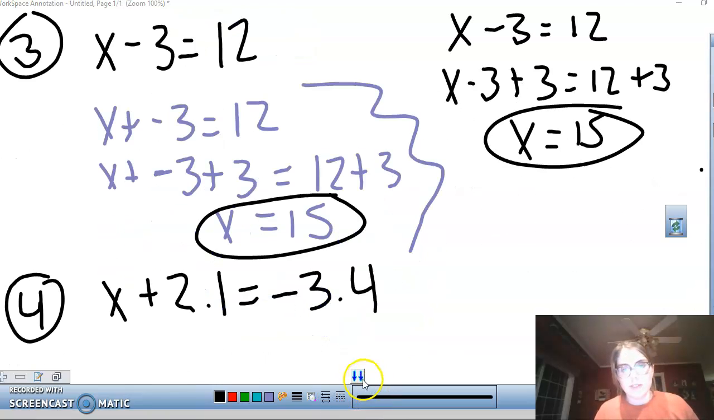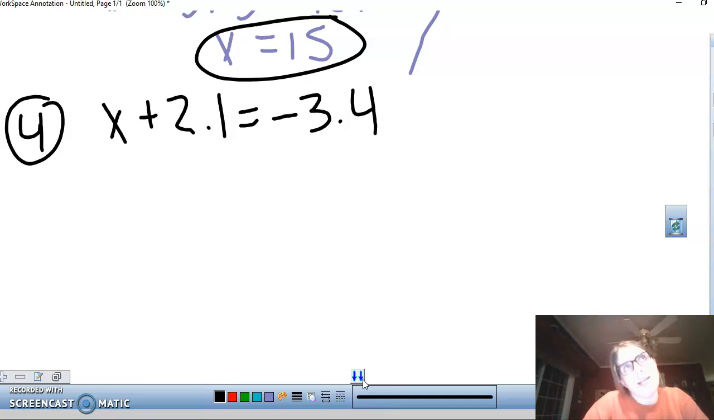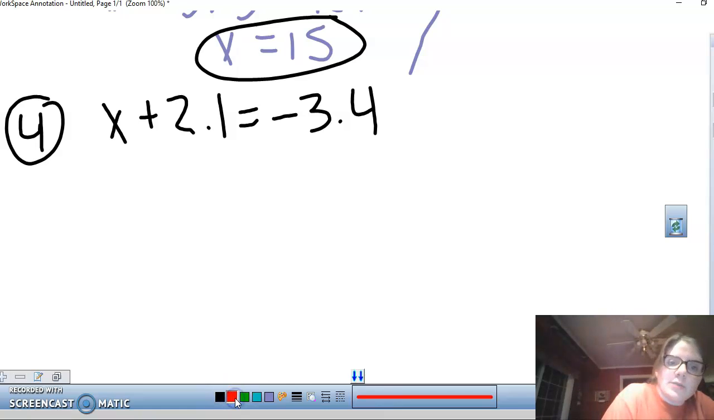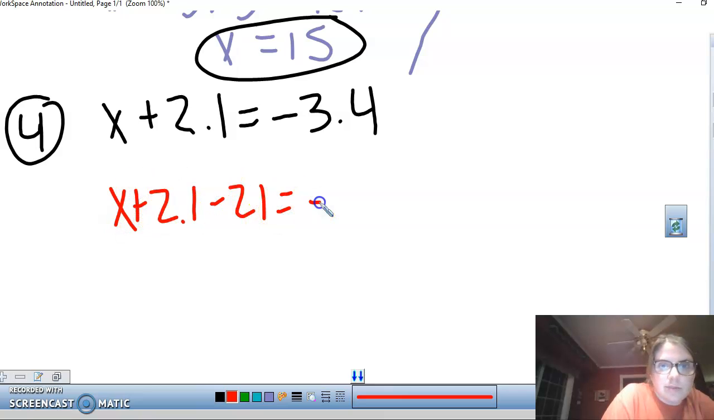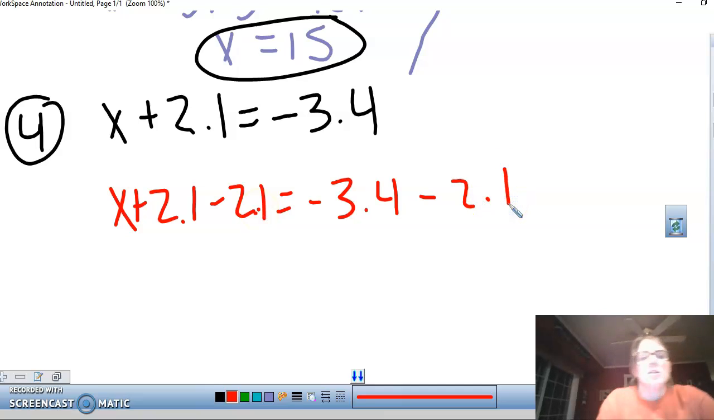All right, and of course, Miss Hannah, to be silly, throws in a decimal. So here it is going to be no different, since I have x plus 2.1 equals a negative 3.4. In order to get rid of a positive 2.1, I'm going to subtract 2.1. So I'm going to have x plus 2.1 minus 2.1 equals negative 3.4 minus 2.1. Just a decimal point there. All right. So on this side over here, these are going to cancel out and be left with x.